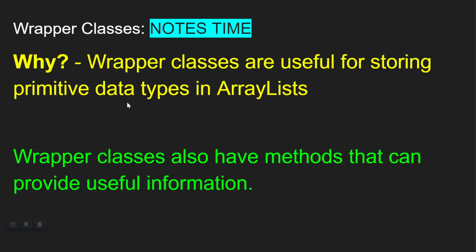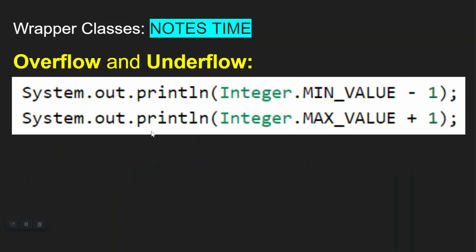Why does this exist? Wrapper classes are useful for storing primitive data types in what are called array lists, which we're going to learn about later on in the class. So before we can use the array list class, we need to be aware of wrapper classes because those are an important component of that. But like I said, wrapper classes also have methods that are built in that can provide useful information.